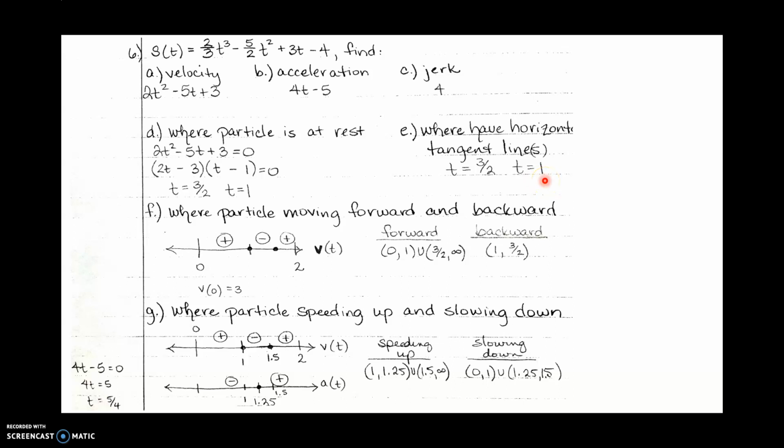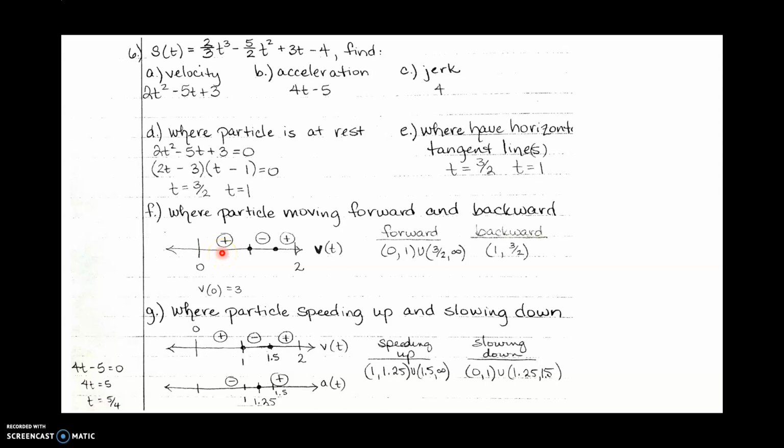All right, then for F, we want to know where the particle is moving forward and backward. And it's moving forward anywhere velocity is positive, and it's moving backwards anywhere velocity is negative. So let's make a sign graph for velocity. All right, we already set the velocity equal to 0 and found out we have x-intercepts at 3/2 and 1. So here's 1, and here's 1.5 or 3/2 right here. So to make my sign graph, I'm going to pick a test point. So I'm going to pick perhaps 1/2 or 0, something like that to plug in.